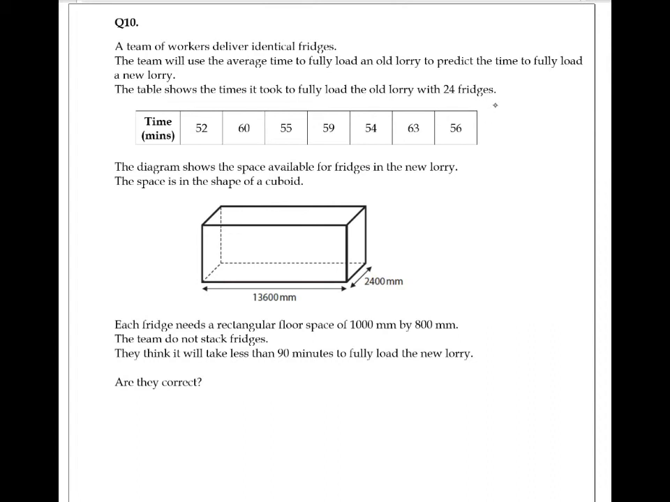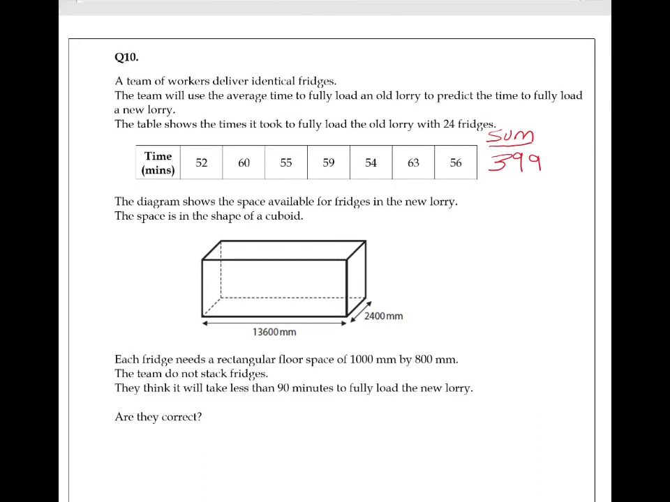So the first thing we do is we work out the sum of these numbers. So the total sum of the minutes on my calculator comes to 399. And when we divide it by 7, because there are 7 samples, it gives us a mean time of 57 minutes. So that's our strapline for working out the times. Fridges to minutes, 24 fridges in a mean time of 57 minutes. And we'll come back to that in a minute.